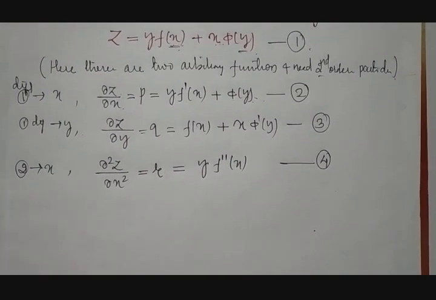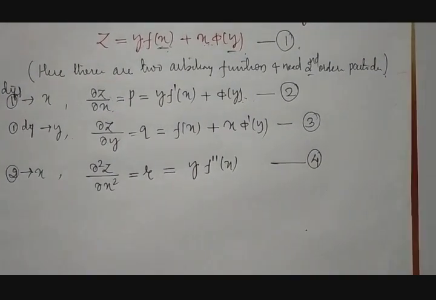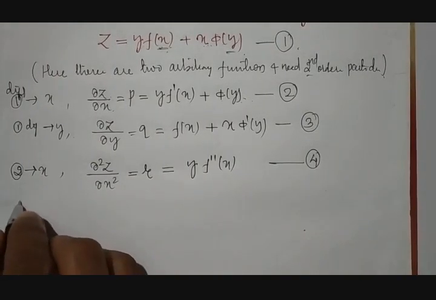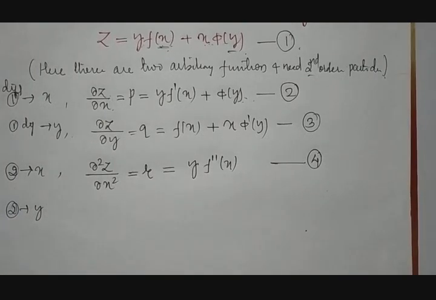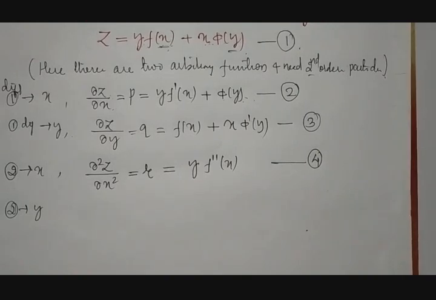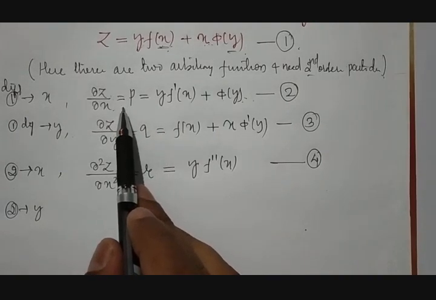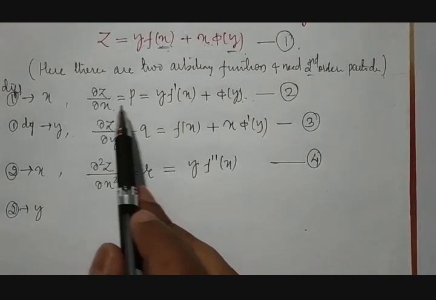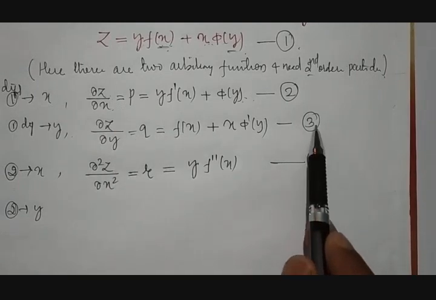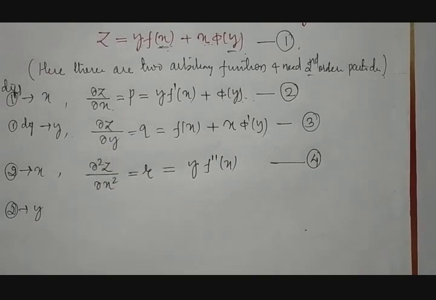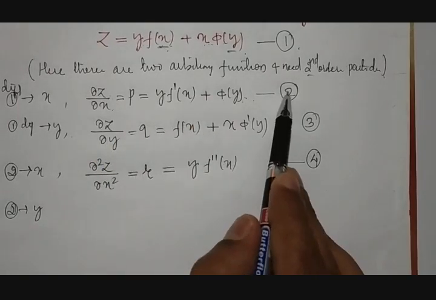Similarly, differentiating equation number 2 with respect to y. Why is it required? Because we need to go with the mixed derivative also. So what is that? Either you differentiate equation number 2 with respect to y, because it has already been differentiated with respect to x, or differentiate equation number 3 with respect to x, because it has already been differentiated with respect to y. Therefore, I'll choose equation number 2.